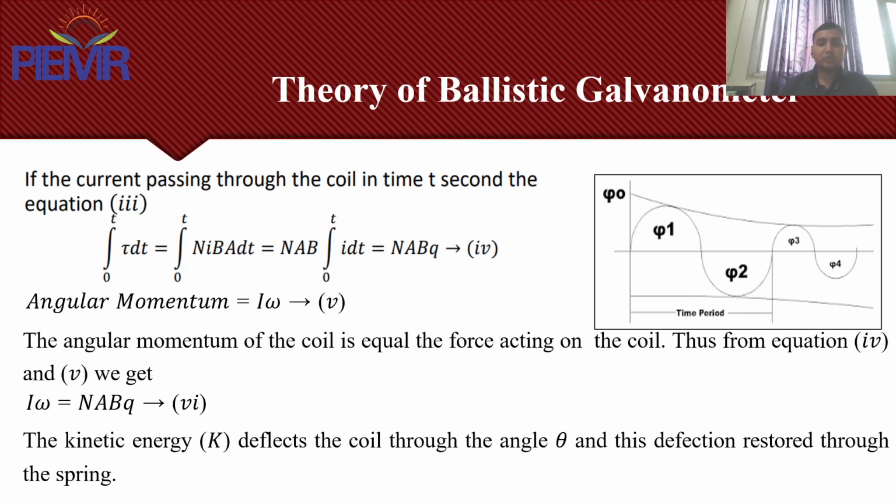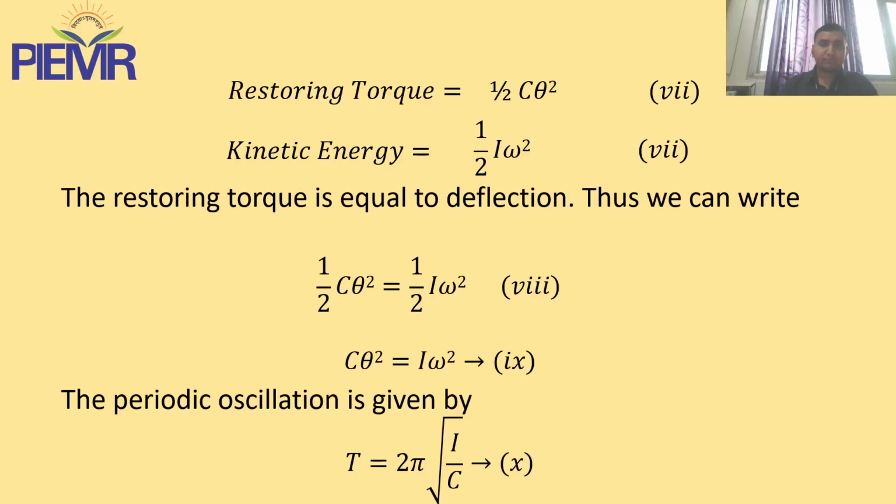Then the deflection is resisted by the spring. The restoring force that will restore the deflected mirror to its original position is given by half C theta square, and the kinetic energy which pushes the mirror to some angle theta is given by half I omega square. As we say, this restoring force and this kinetic or deflection force should always be equal at the steady state. So half C theta square equals half I omega square.